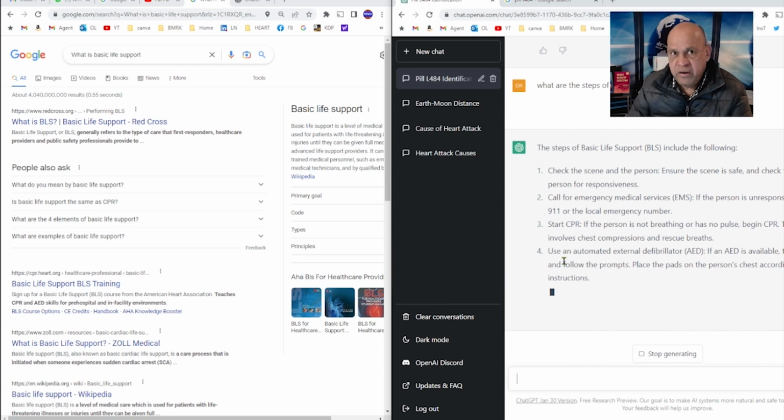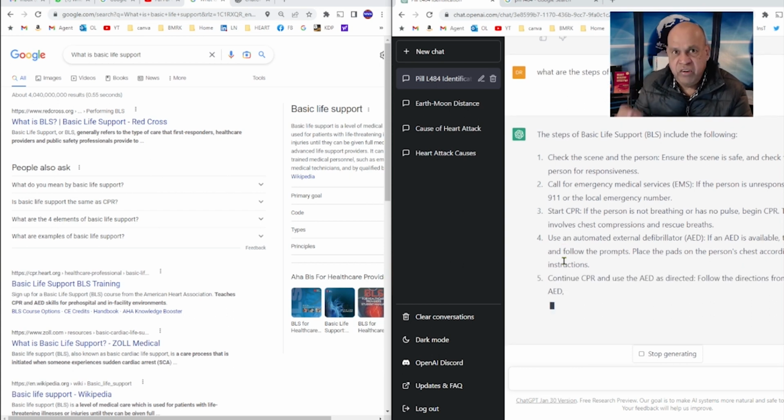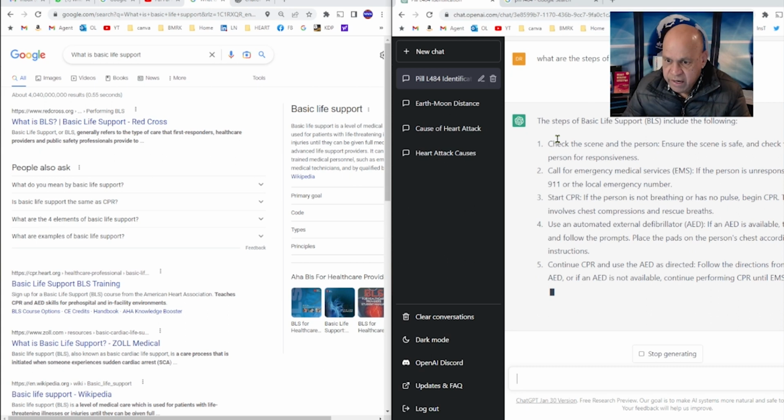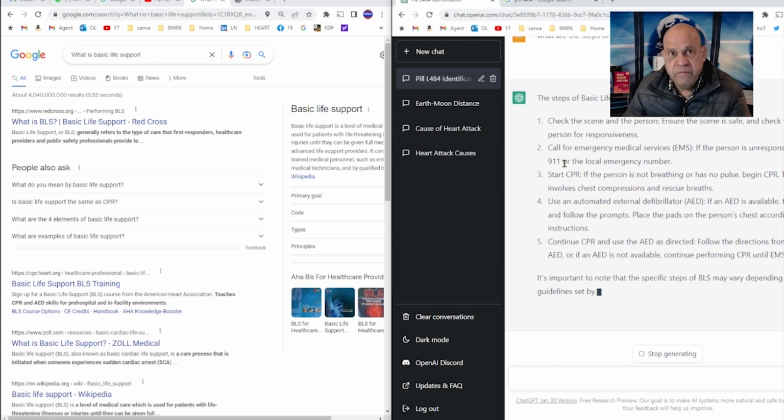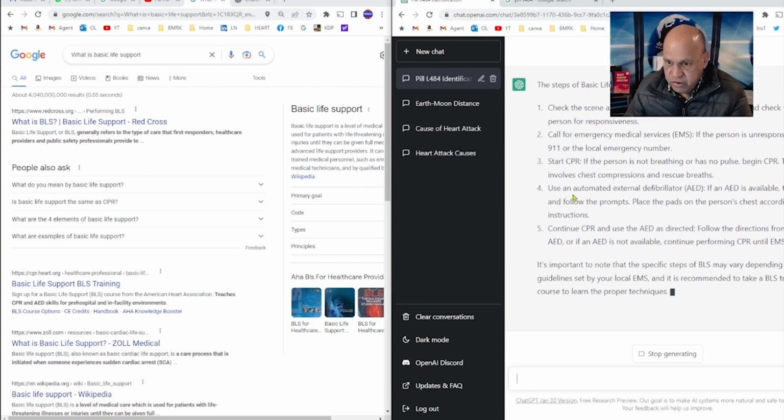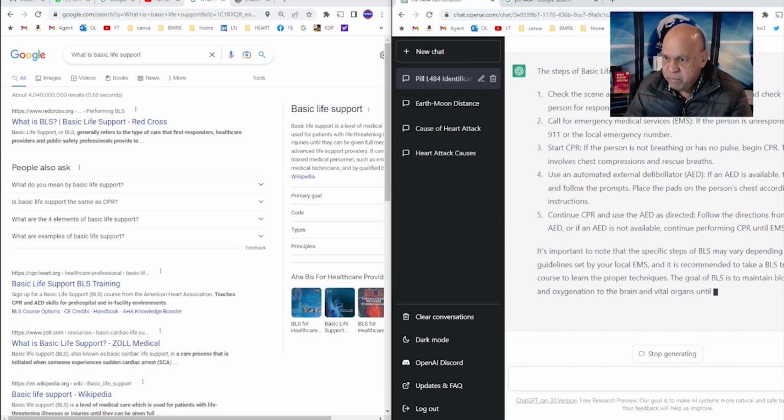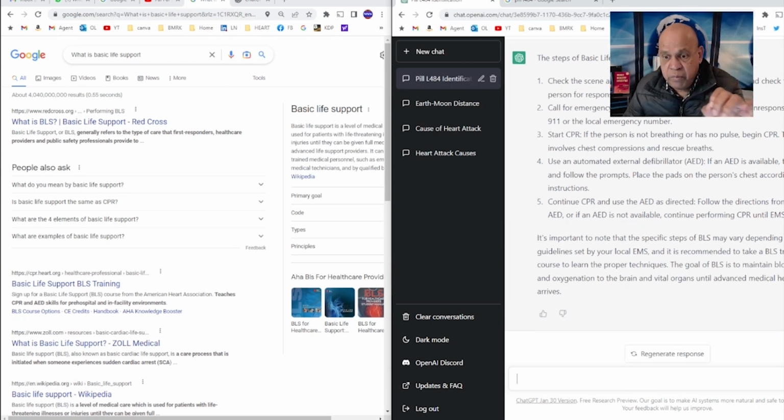And if you go to the American Heart Association website and look at the basic life support steps, you find a similarity between this one and what you see on the American Heart Association website. Check the scene and the person. Ensure safety. Safety is the most important thing first. Then call emergency 911. Start CPR, and then use automated external defibrillator. So it's giving you all this useful information, and when it pertains to the information, I think this is more specific and tailor-made to your particular question.